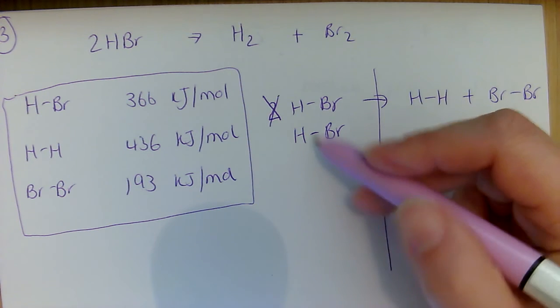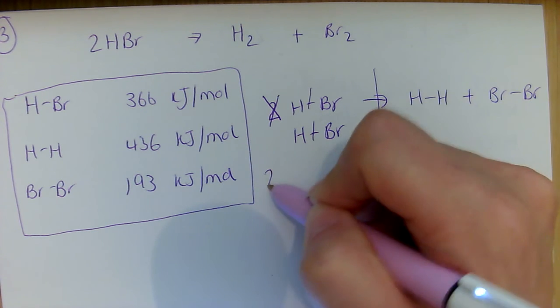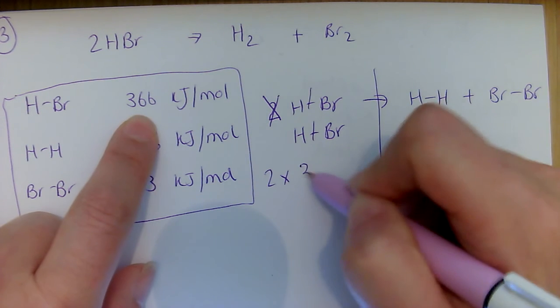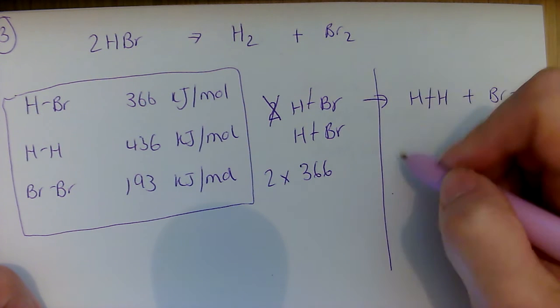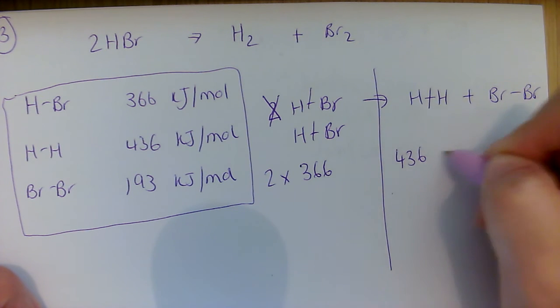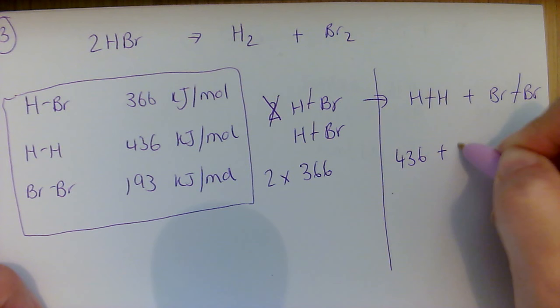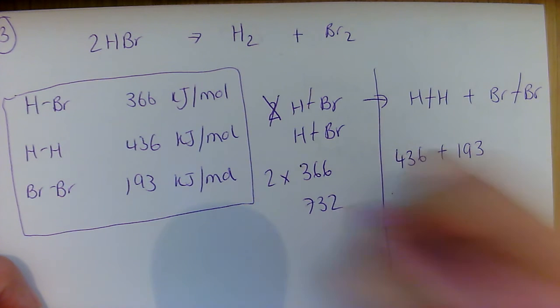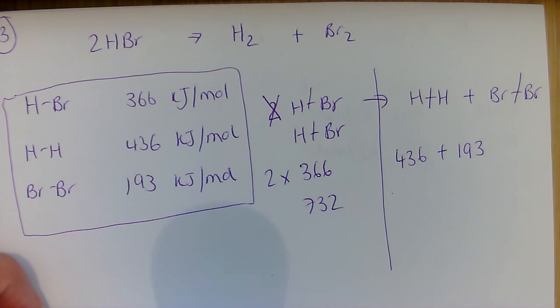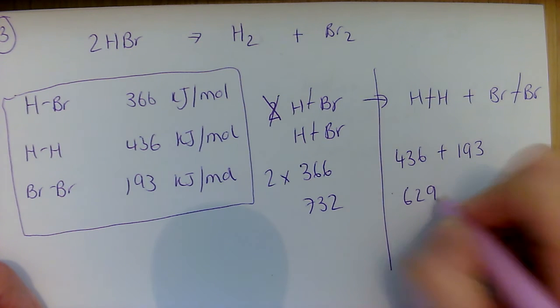Put my dividing line. So over this side I've got 2 hydrogen bromine bonds, which is going to be 2 lots of 366. And then over this side I've got 1 hydrogen hydrogen, which is 436, and 1 bromine bromine, which is 193. So it's 732. 436 and 193 equals 629.